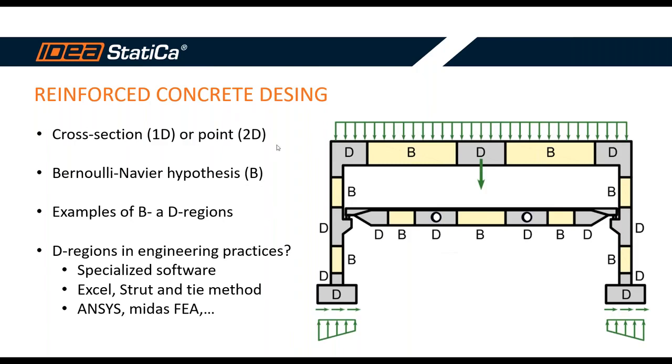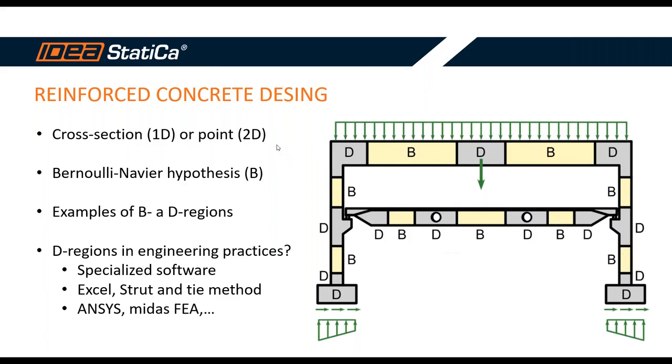Hello again. Our topic is reinforced concrete design. Most engineers check their structures on the level of the cross-section, which is 1D, or on the level of a point, which is 2D. We can imagine under this 1D or 2D concrete design, beams and slabs.